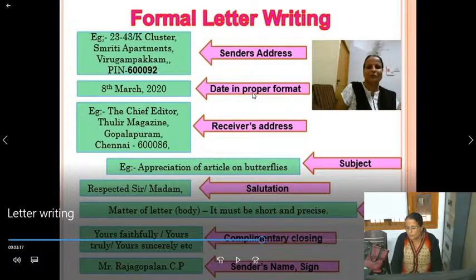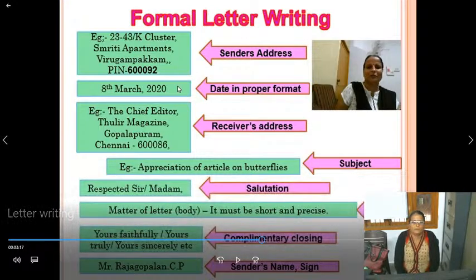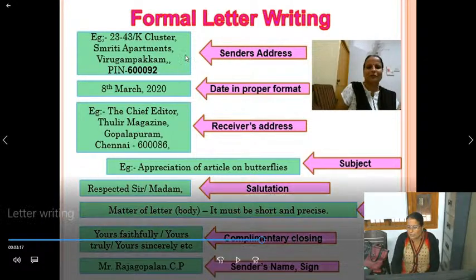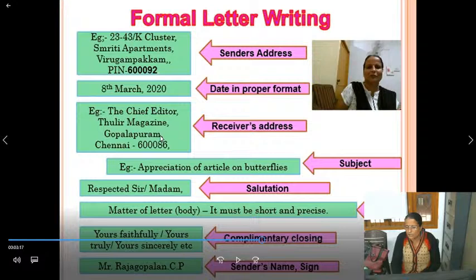Then the date in proper format. What should be the format? 8th March 2020. For example, today is 25th January 2022, like that. Then the receiver's address, the address of the person you are writing the letter to. To the principal, Ambuja Vidya Niketan, or to the police inspector, Gatchandur police station, like that.